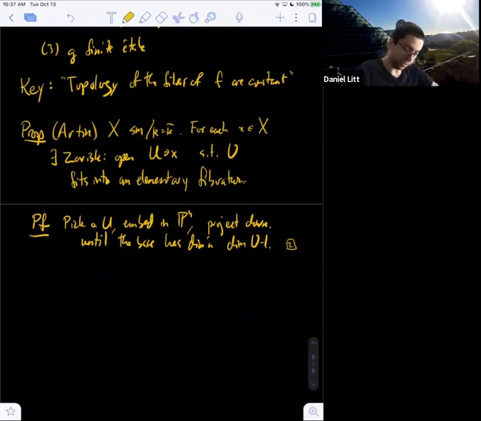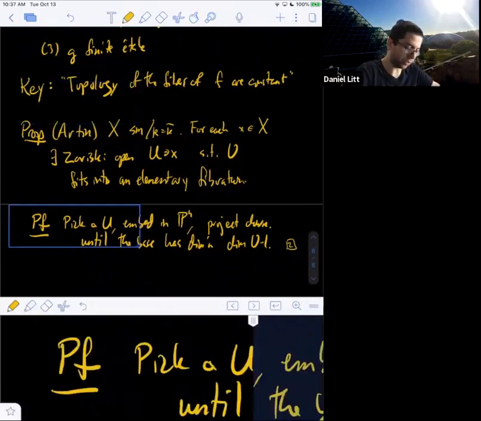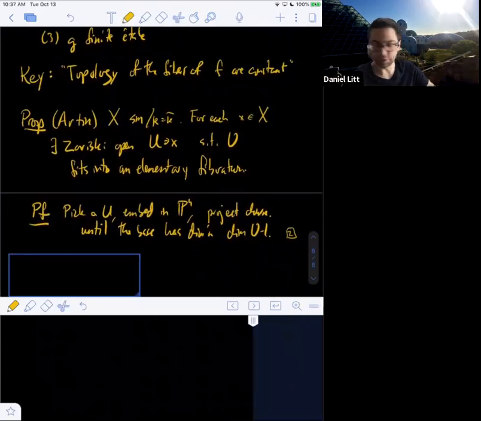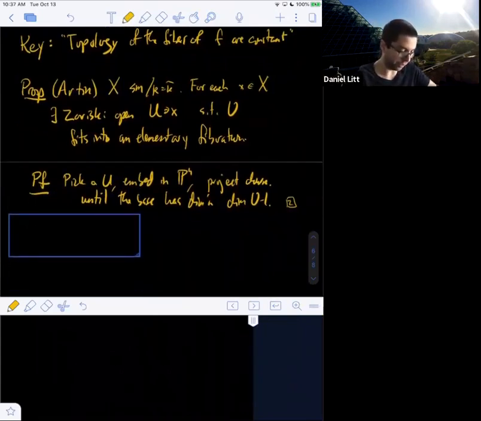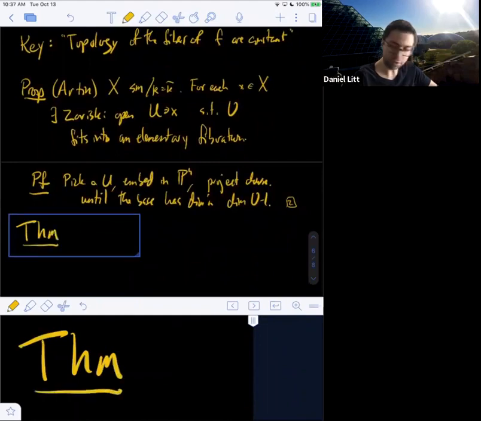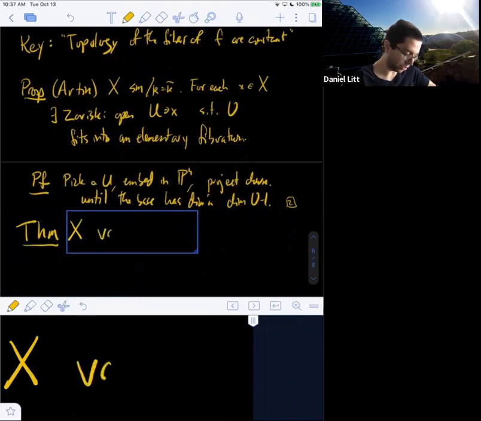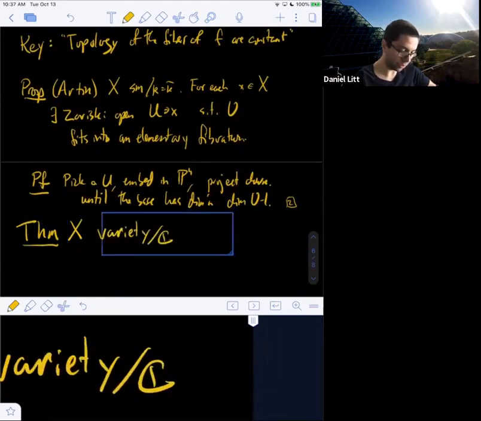All right, so then let me now state the main consequence. And we're not going to be able to prove it today, but we'll, I think, probably spend the rest of our time discussing what it actually means. So here's the theorem. Suppose X is a variety over the complex numbers.